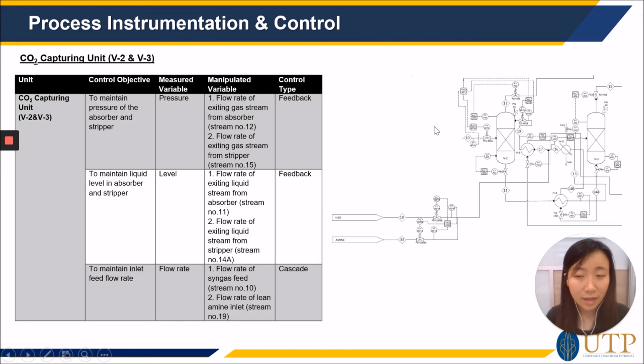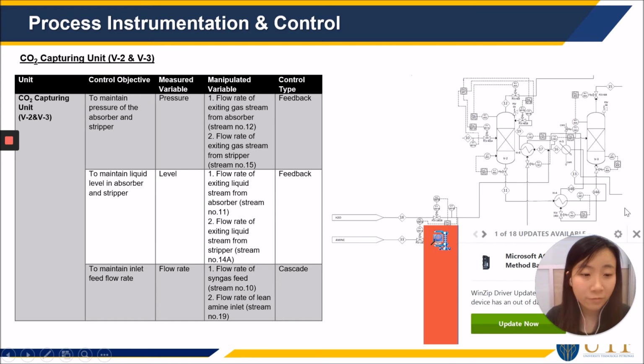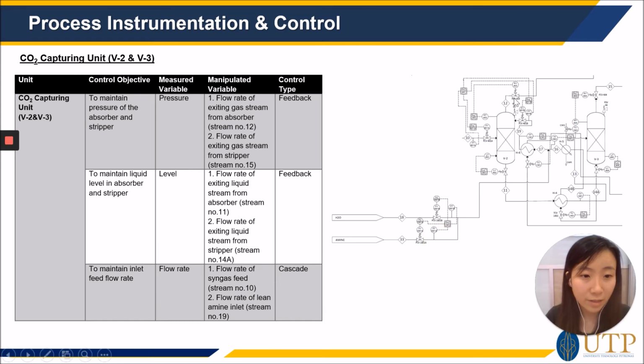Next, the carbon dioxide capturing unit is represented by V2 and V3 here. V2 is the absorber and V3 is the stripper. The first control objective is to maintain the pressure of the absorber and stripper by manipulating the flow rate of the product gas stream here and also the stripper here. Then we can maintain the liquid level of the absorber and stripper by manipulating the flow rate of the exiting liquid stream by the feedback control here and here. And lastly, we can maintain the inlet feed flow rate by adjusting the flow rate of syngas here and also adjust the flow rate of the lean amine inlet here.